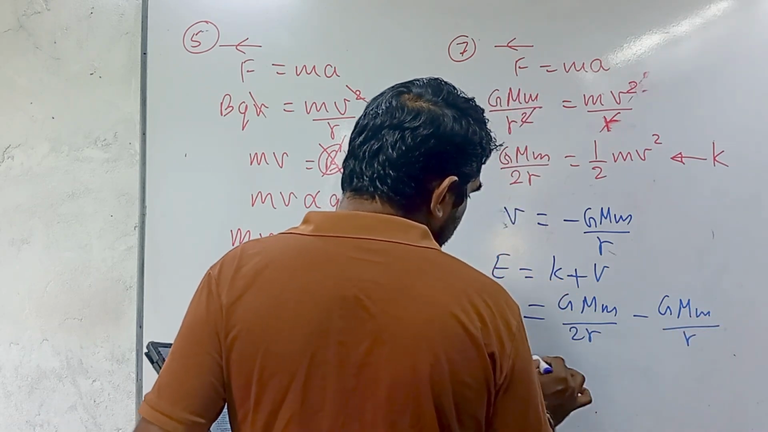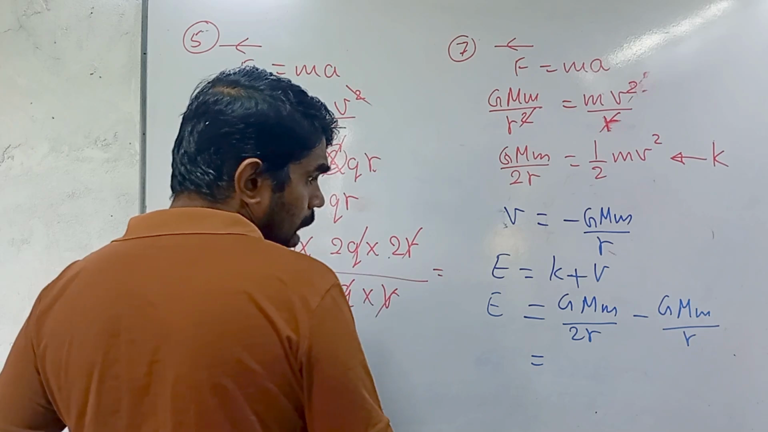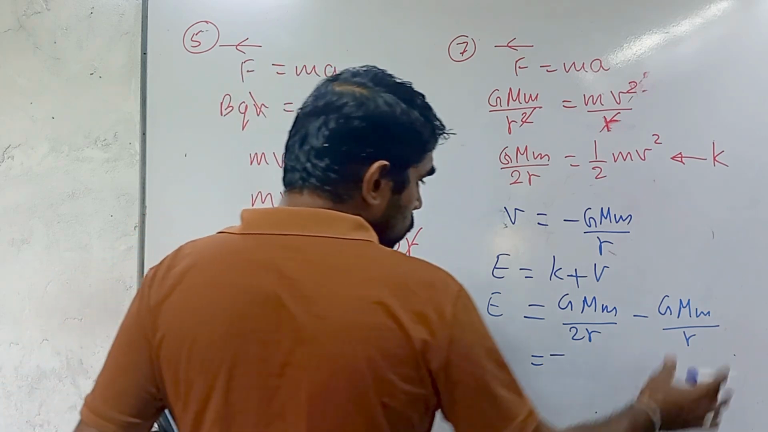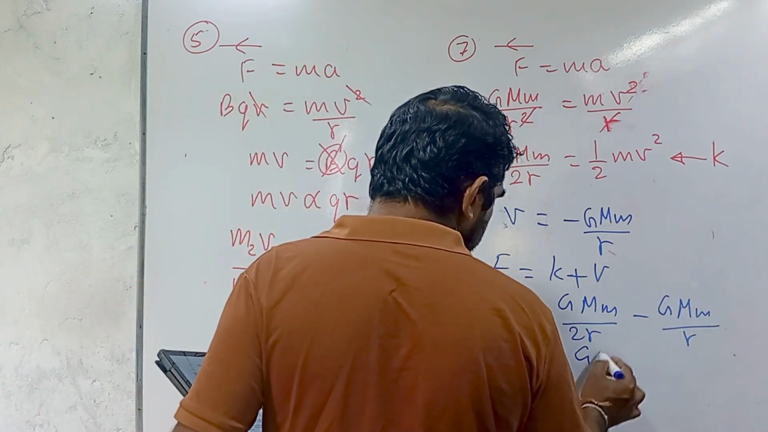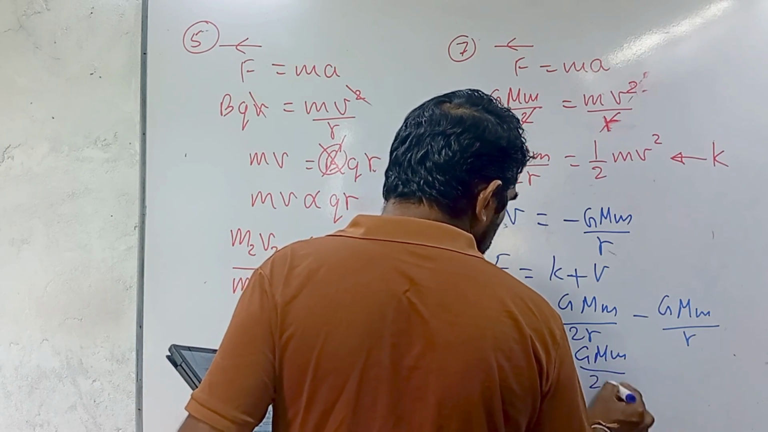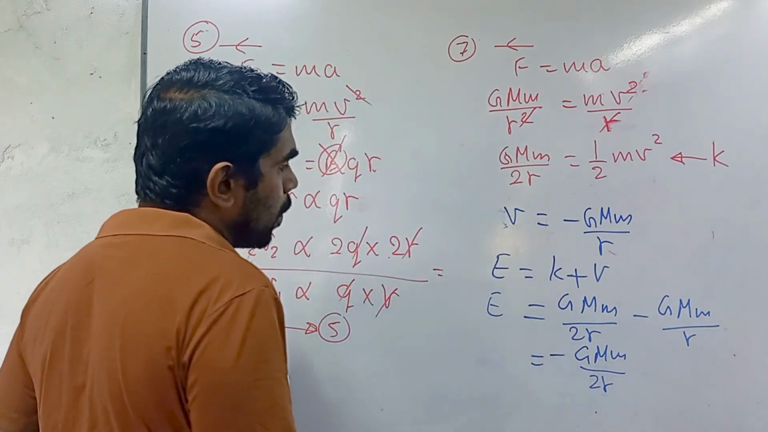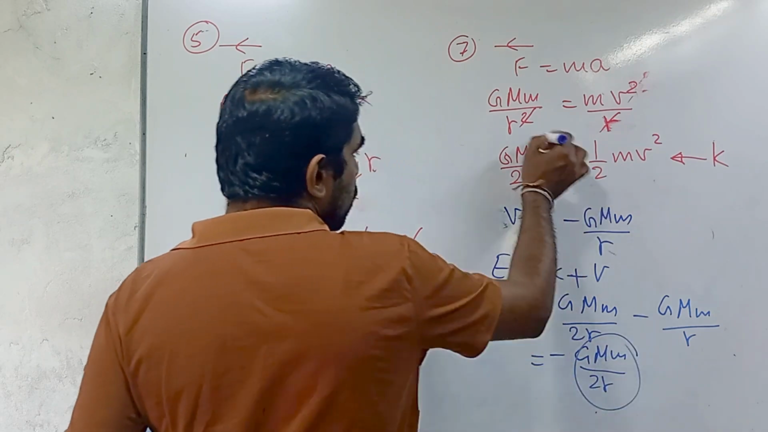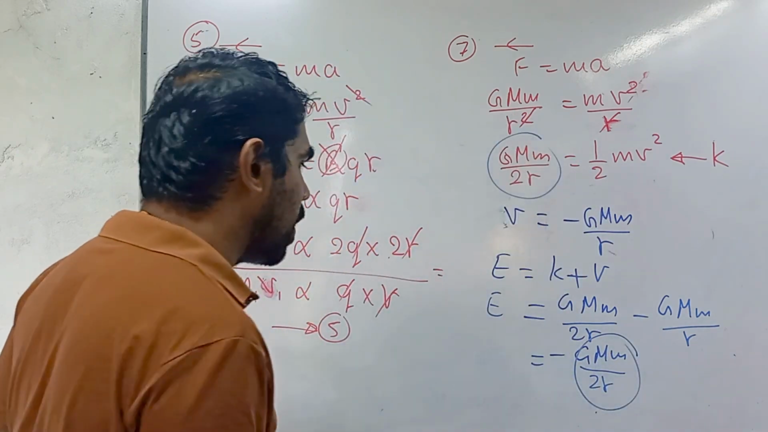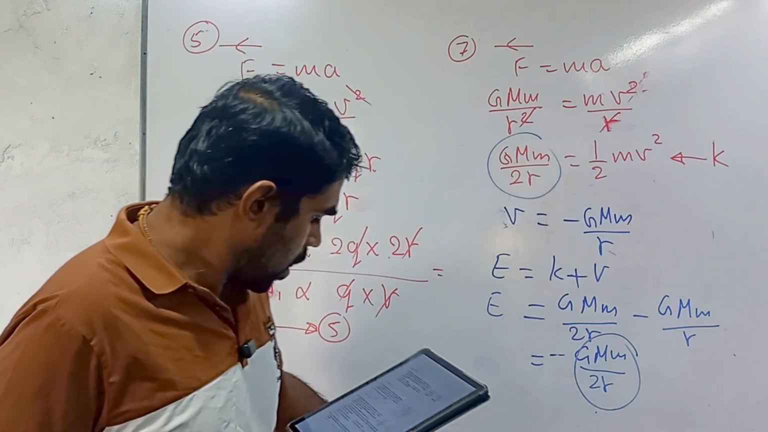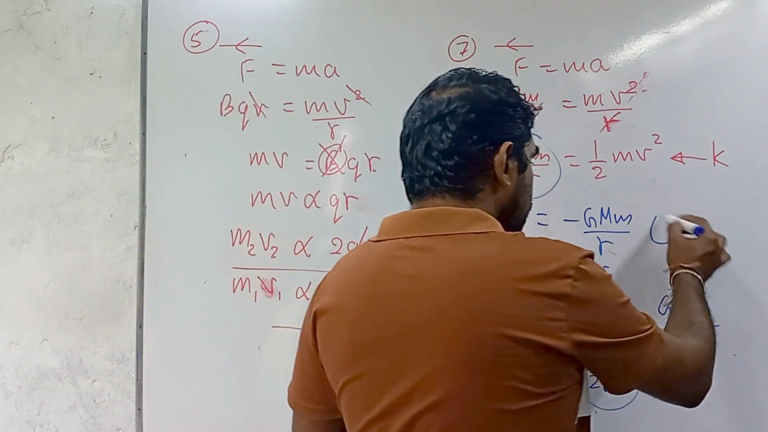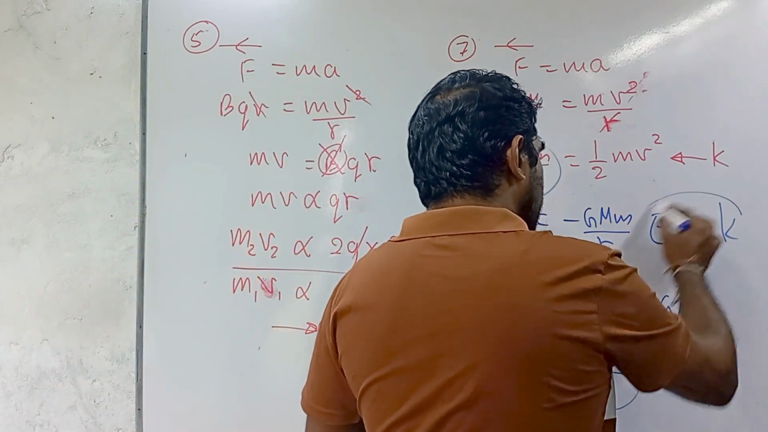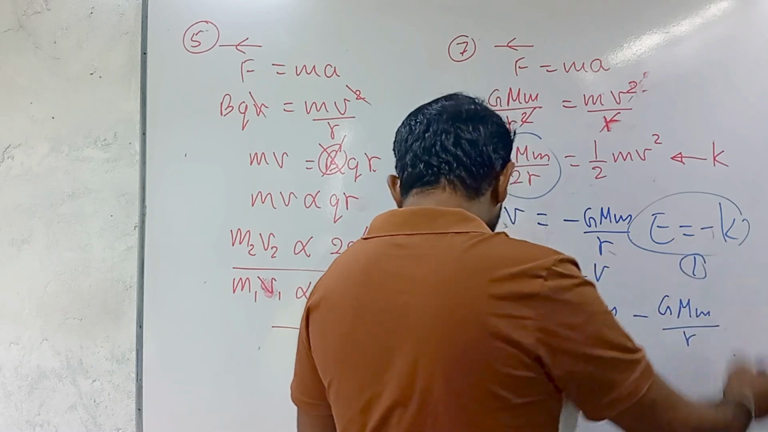When simplifying this, we can obtain minus GMm over 2r. Now we can identify that there is the same value for kinetic energy and total energy, but with an opposite sign. Then we can get E should be equal to minus K. Then the answer is 1 for question number 7.